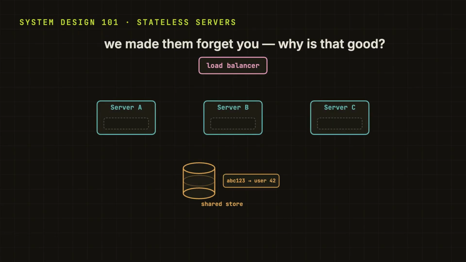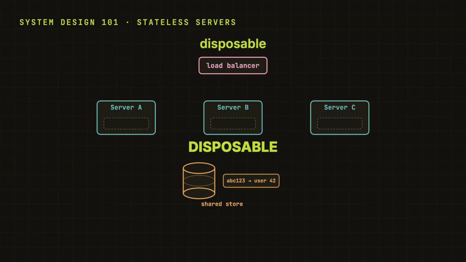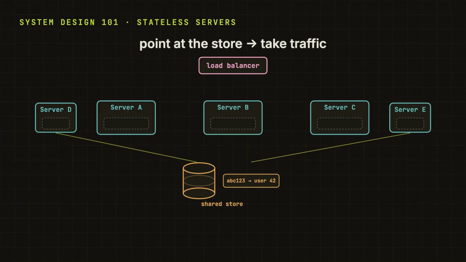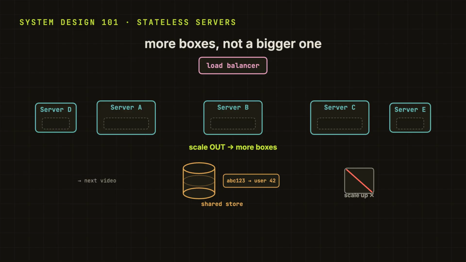Okay, so we did all this work to make the servers forget you. Why is that good? Because a server that holds nothing about you is a server you can throw away. And that one property, disposable, is where all the good stuff comes from. Need more capacity? Just add servers. A new one shows up empty, points at the same store, and starts taking traffic almost immediately. Because there is no user state to copy over, nothing session specific to warm up. This is what people mean by scaling out horizontally. More boxes, not a bigger box. That is a whole video by itself next time.